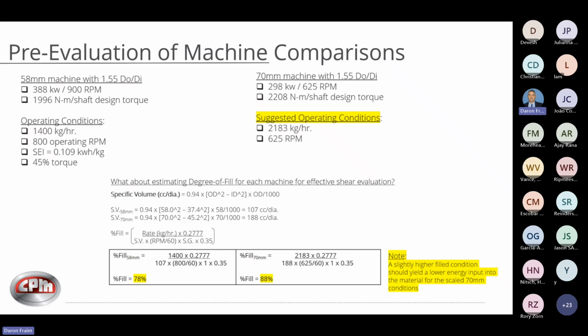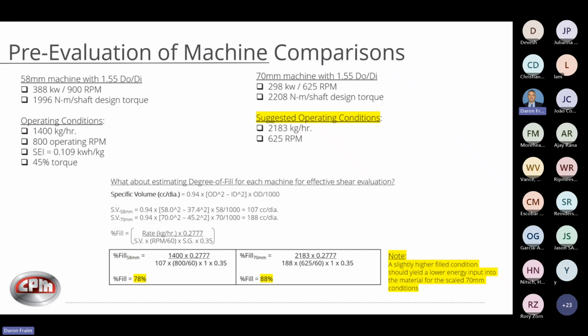Now you can look at another factor, a degree of fill. Remember, we talked about degree of fill. How filled is that machine under these conditions compared to my 58? Because again, that determines where that material position is in that shear region. So if I do the math on specific volume, now there's another calculation here for you called percent fill. This is an estimate of degree of fill or percent fill.